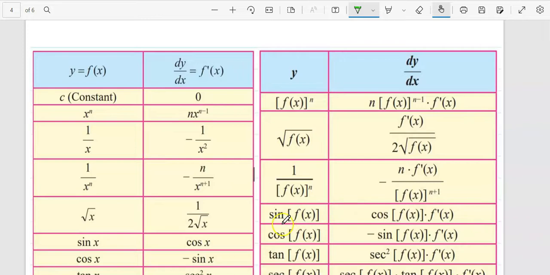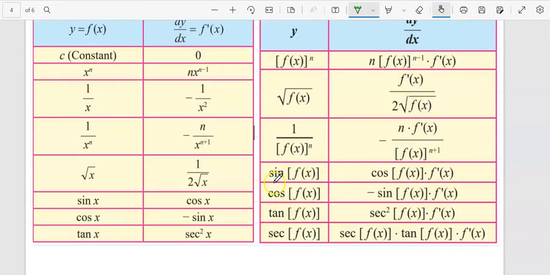Okay. Next, derivative of sin of x काय होता, तर cos of x. But here what is that? Derivative of sin of f of x means what? Its derivative is cos of f of x into f dash of x. Okay. Next, derivative of cos of x is minus sin of x. And again here, derivative of cos of f of x is minus sin of f of x, again into derivative of f of x, which is f dash of x.